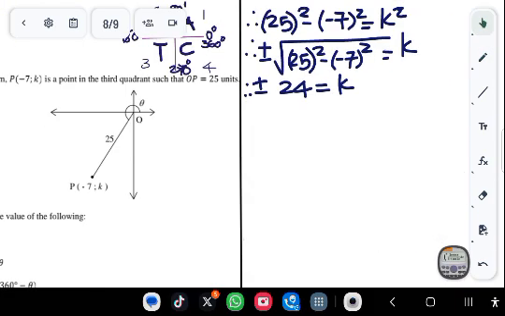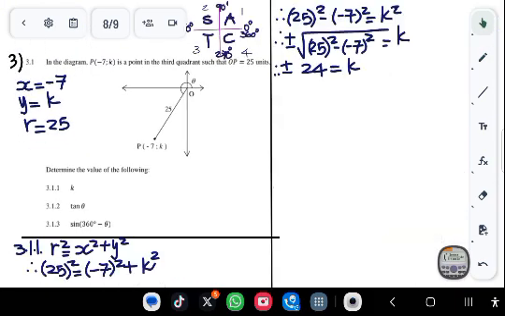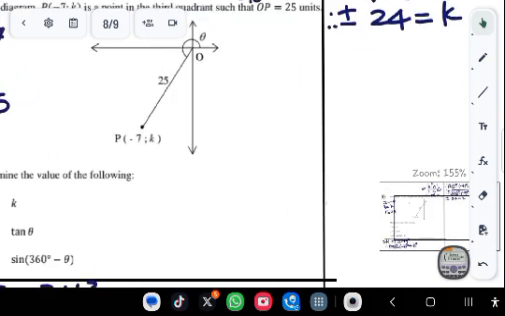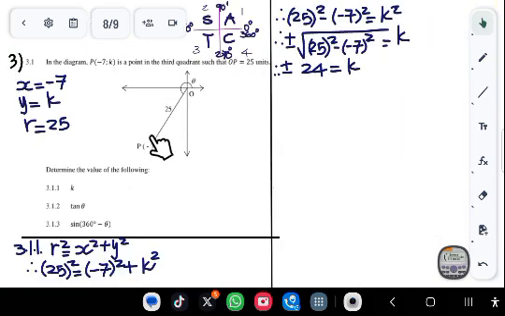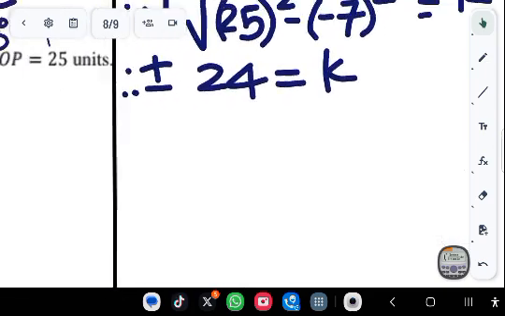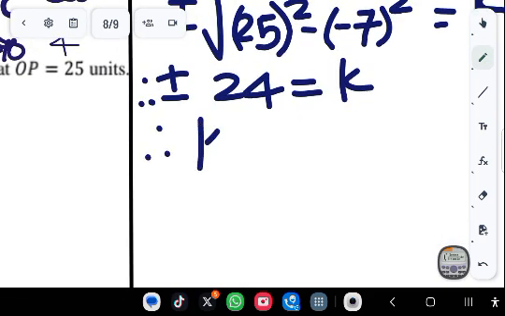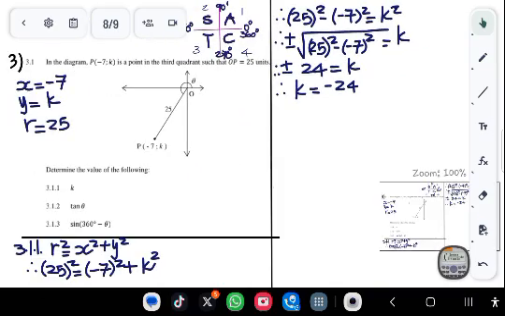Now let's go back to the quadrant where we are. Now y is negative in quadrant number 3, which is where the point and the angle are located. Therefore, the correct value for k will be negative 24. And that's how you find the answer to that.